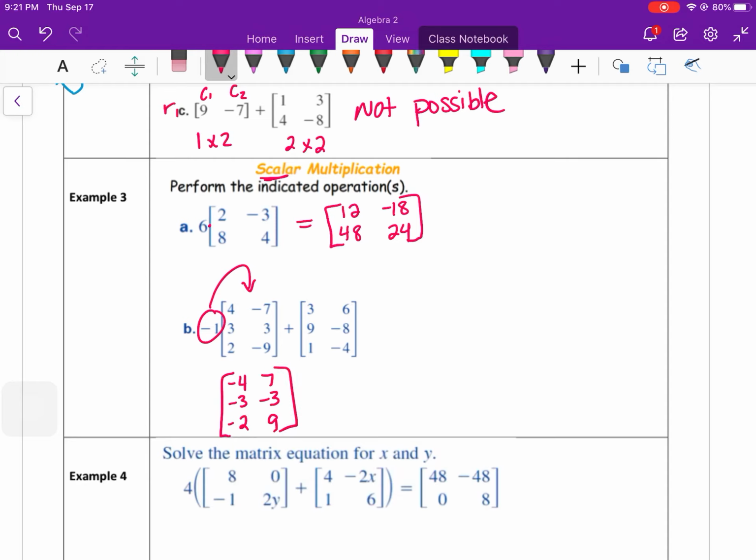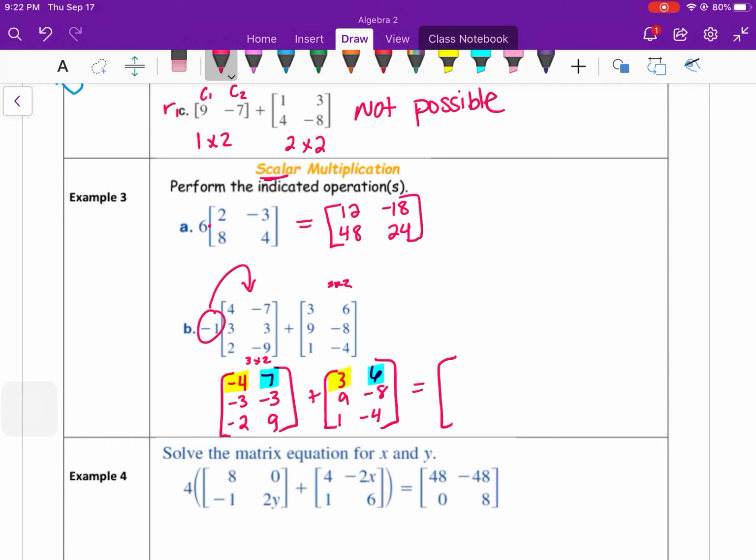Now this is a 3 row by 2 column, so it's a 3 by 2. And this is also a 3 by 2. You can see that they're the same size. And so you can add these two matrices together. Just make sure you add corresponding spots. So like row 1, column 1 goes together, row 1, column 2 goes together, and so forth.